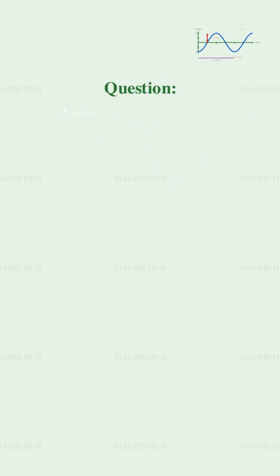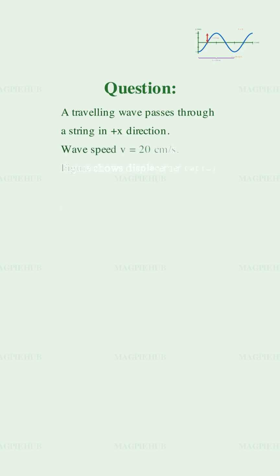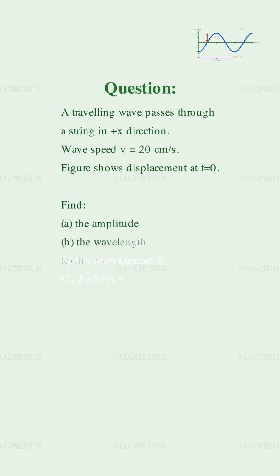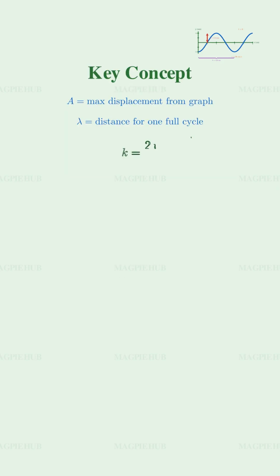Here is the full question. A traveling wave is passing through a string in the positive x direction with a wave speed of 20 cm per second. The figure shows the transverse displacement at t equals 0. Find part A, the amplitude, part B, the wavelength, part C, the wave number k, and part D, the frequency f of the wave. The key concepts for this problem.